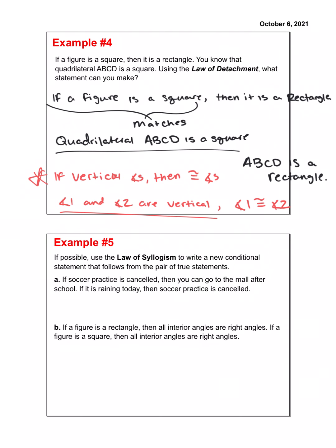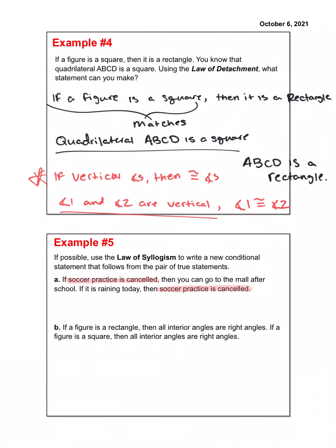Example number 5. If possible, use the law of syllogism to write a new conditional statement that follows from the pair of true statements. For example, if soccer practice is canceled, then you go to the mall after school. If it is raining today, then soccer practice is canceled. Looking at these two conditional statements, they're both true. I see that the hypothesis of the first one, if soccer practice is canceled, matches the conclusion of the second statement.